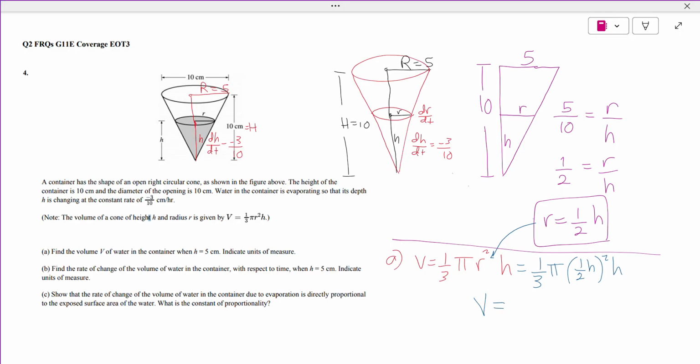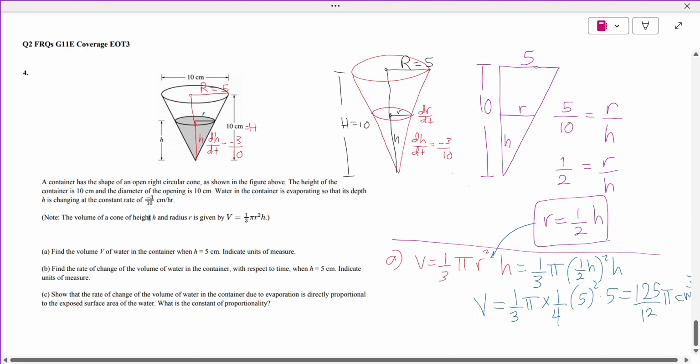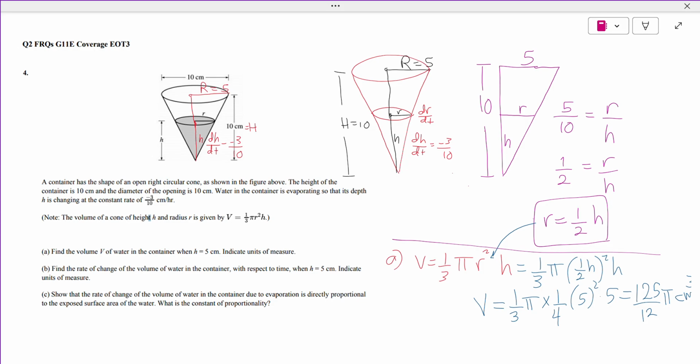So the volume will equal to what? 1/3 times pi times 1/2 squared is 1/4. H squared is equal to, let's write it as 5 squared times 5. So the volume, when the height is equal to 5, the volume will be 125 over 12 pi centimeter cubed. This is the volume, right? The volume is equal to 125 over 12 pi centimeter cubed. We just eliminated the radius because we don't know what the radius is. We replaced it with half h. Okay.